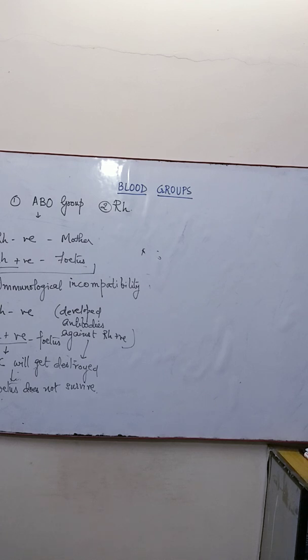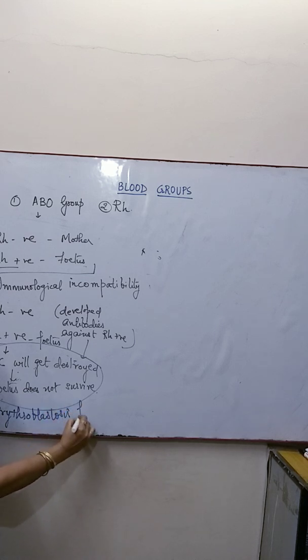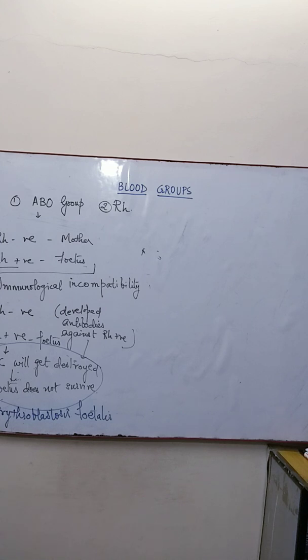So this is erythroblastosis fetalis, and it can be prevented or treated by giving anti-RH antibodies to the mother soon after the birth of the first child, so that no antibodies are developed against the RH positive fetus, and the pregnancy can then be continued. So blood transfusion is an important phenomenon where blood groups need to be considered, the ABO blood group and the RH factor.